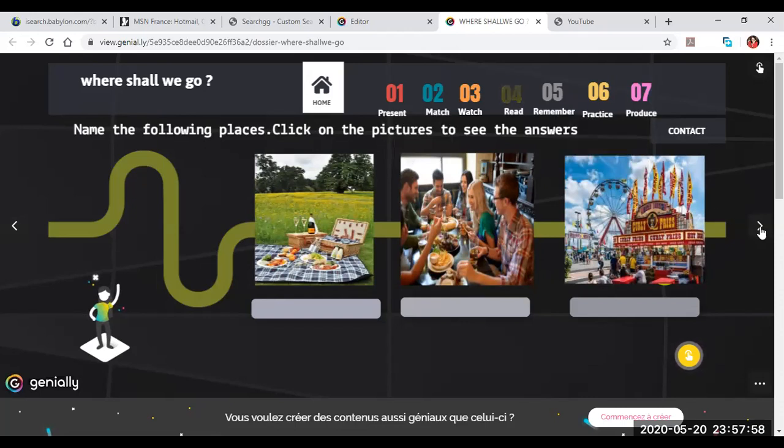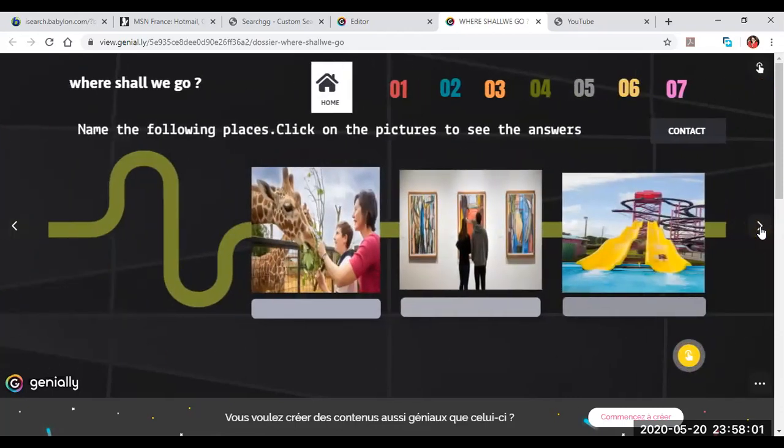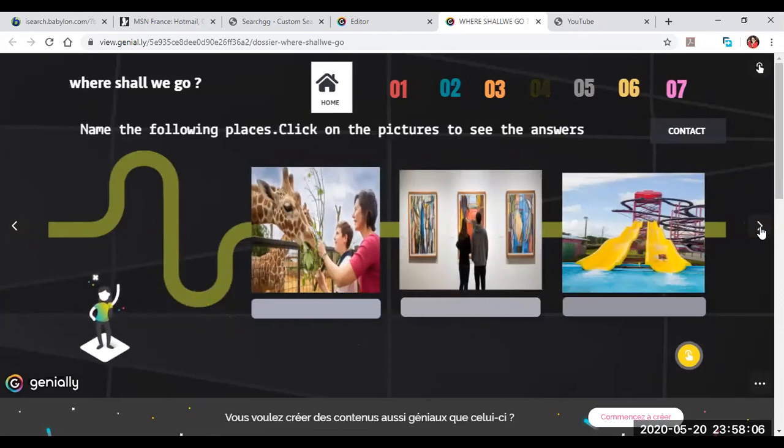Let's move on to another series of pictures, and again, the same instruction. Name the following places, click on the pictures to see the answers. Pause the video again, do your task, and then play it again to see the answers. All right, the zoo. This is the art museum. And these are water slides. All right, let's move on.